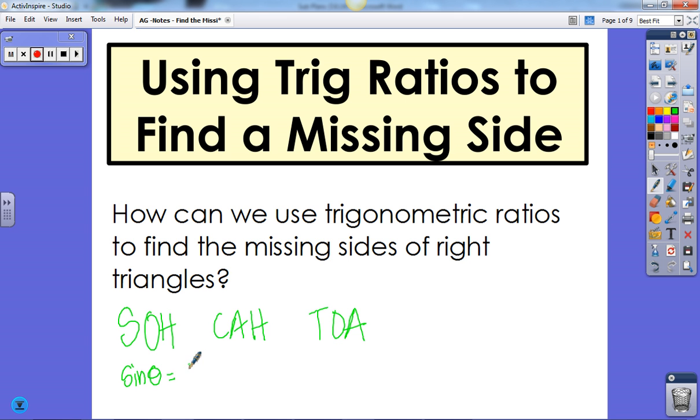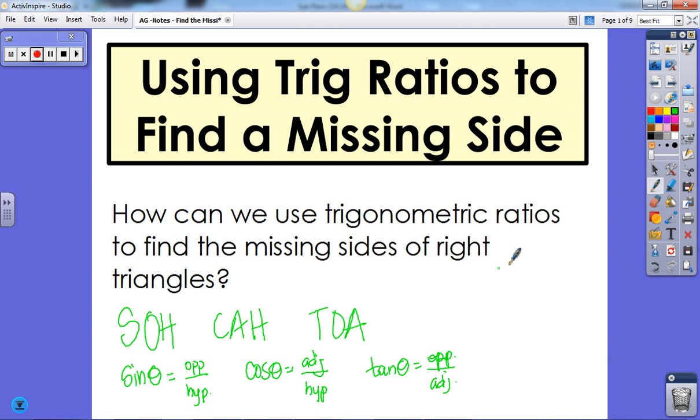The sine of an angle is equal to the opposite leg over the hypotenuse. The cosine of an angle is equal to the adjacent leg over the hypotenuse. And the tangent of an angle is equal to the opposite leg over the adjacent leg.